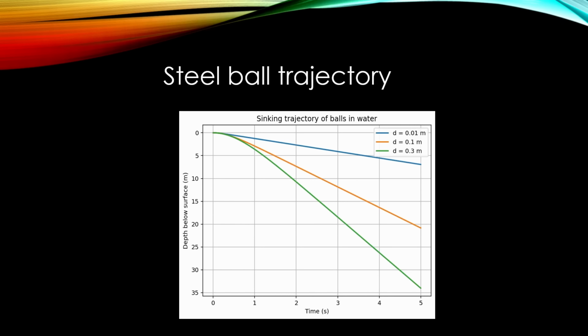If we look at ball trajectories, we see that after this initial period the trajectory is almost a straight line. In this picture we have time on x-axis and depth below surface on y-axis. And as in previous picture, the blue one is for small ball and the green one for ball having diameter 0.3 meter.